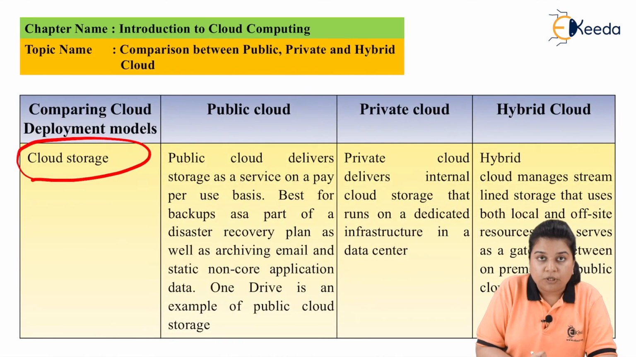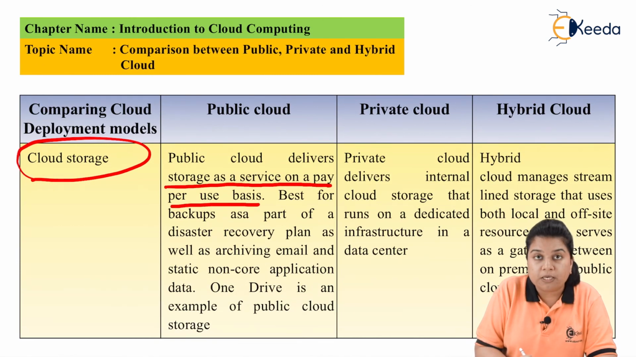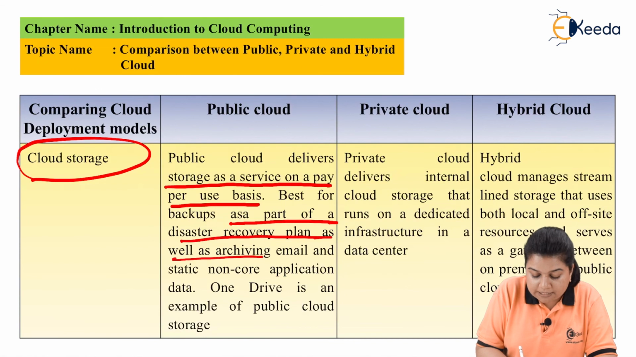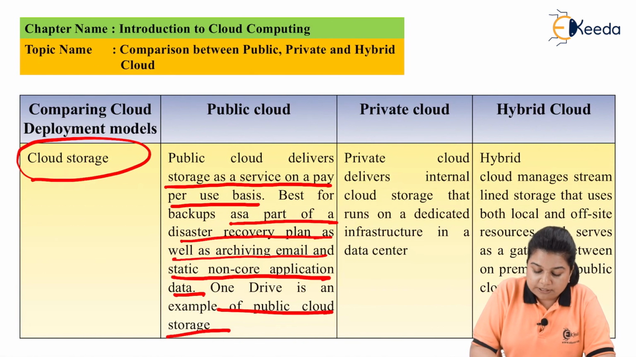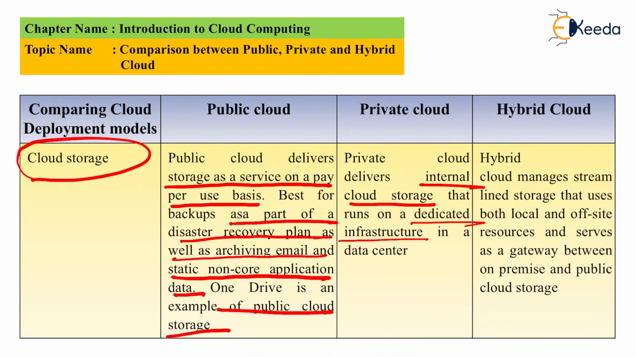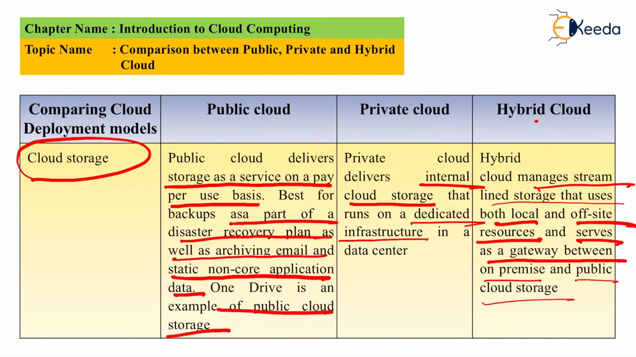Next point is cloud storage. Public cloud delivers storage as a service on a pay-per-use basis. It is best for backups as a part of a disaster recovery plan, as well as archiving emails and static non-core application data. OneDrive is an example of public cloud storage. Private cloud delivers internal cloud storage that runs on a dedicated infrastructure in a data center. Hybrid cloud manages streamlined storage that uses both local and off-site resources and serves as a gateway between on-premise and public cloud storage.